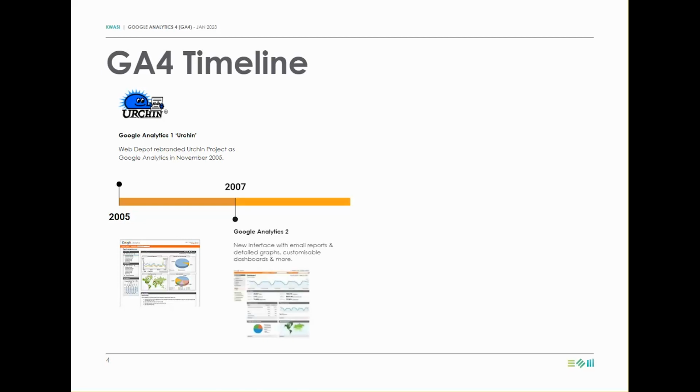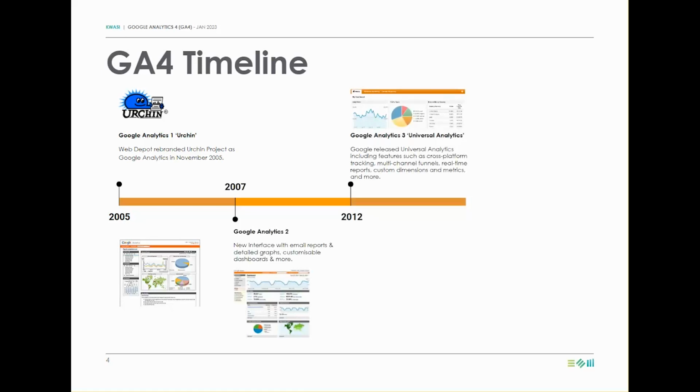In 2007, Google released their new version of Google Analytics, which featured a new interface with email reports and detailed graphs, customizable dashboards, and plain language descriptions for easier use. Later in 2009, Google introduced an asynchronous version, enabling faster loading times with improved data collection. In 2012, Google released their new platform, also known as Universal Analytics. This new version included many features such as cross-platform tracking, multi-channel funnels, real-time reports, custom dimensions and metrics, and much more. And this is where we currently are.